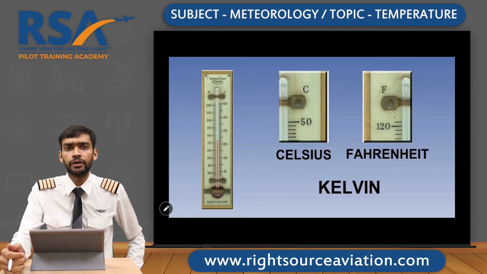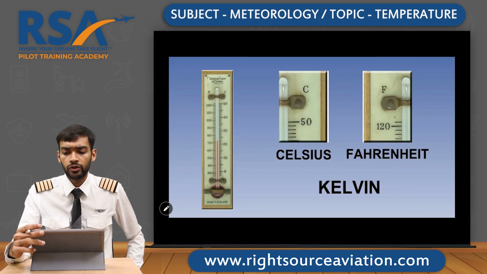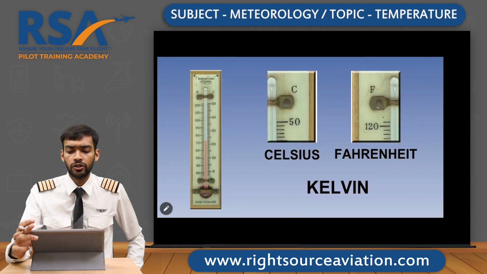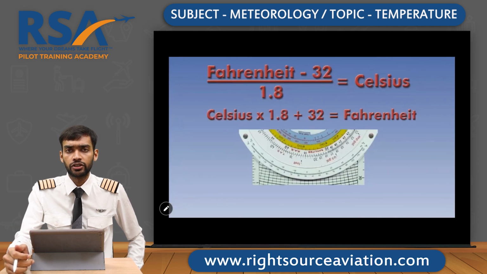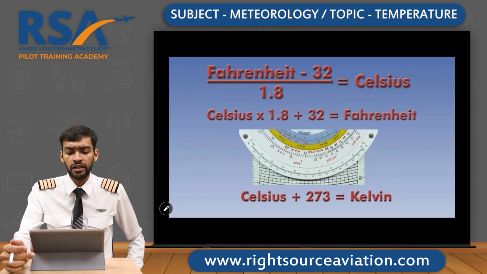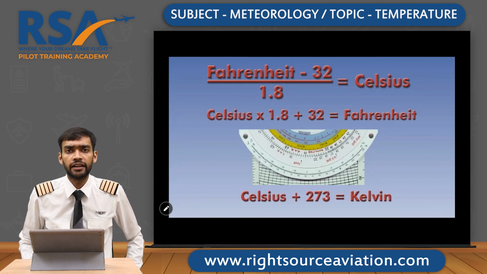The units that we use in the aviation industry to measure temperature are the Celsius scale, the Fahrenheit scale, and the Kelvin scale. Now from the examination point of view, we will need to know the conversion between them. Fahrenheit minus 32 divided by 1.8 is equal to Celsius. Then Celsius times 1.8 plus 32 is equal to Fahrenheit, and Celsius plus 273 is equal to Kelvin. So these are the formulas that are available on the screen.